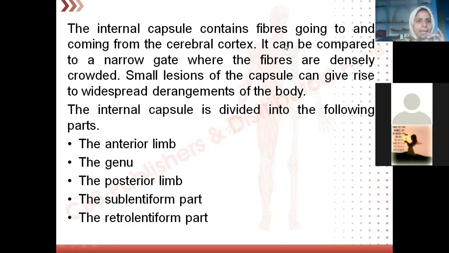Going to, descending forward, coming from the cerebral cortex is area number 4. Yes, motor. So whether they are ascending tracts or descending tracts, the gateway is the internal capsule. It is like a narrow gate where the fibers are densely crowded. That's the reason if there is any small lesion in this capsule, it can give rise to widespread derangements of the body.